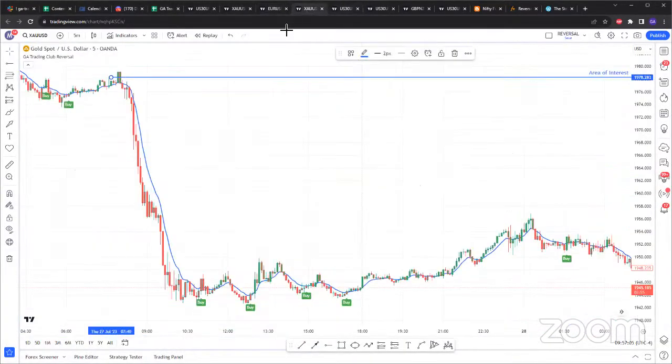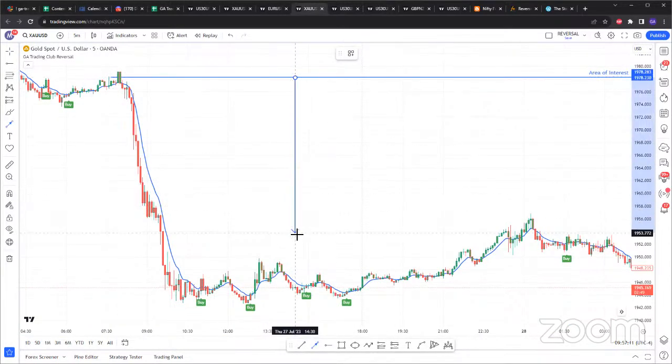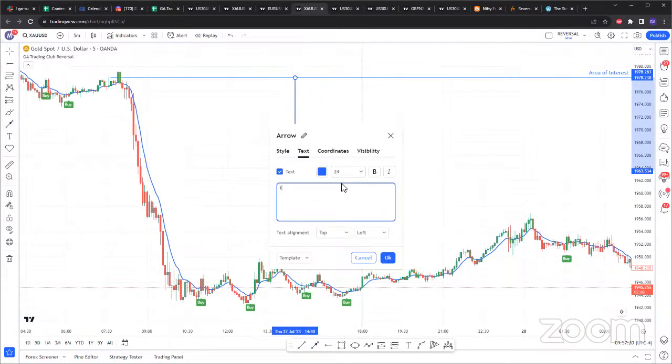Okay, so for the reversal, you always have your area of interest. Gold here, what you needed here is a 150 pip move. So this would have been 63 right here. So this is your threshold. So 150 pips.